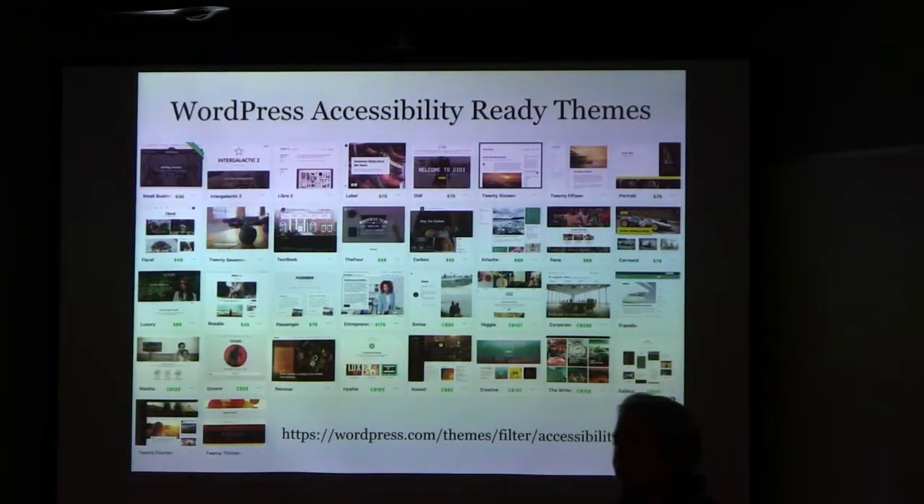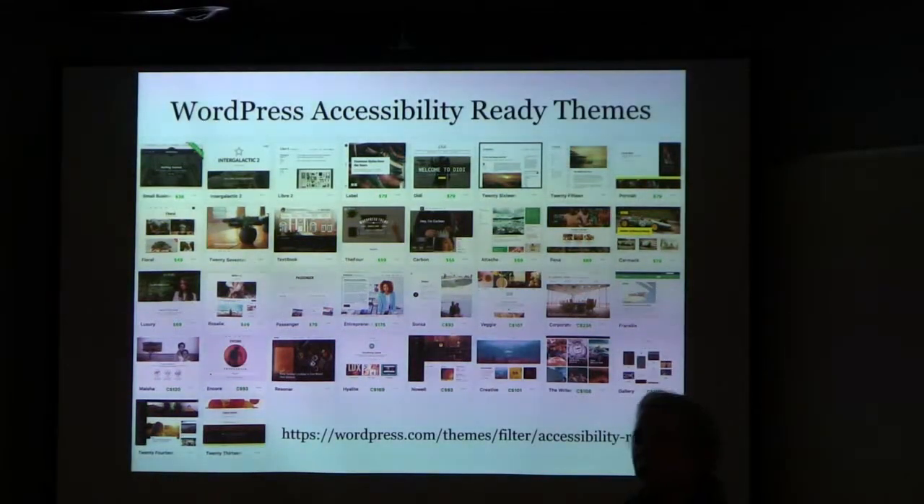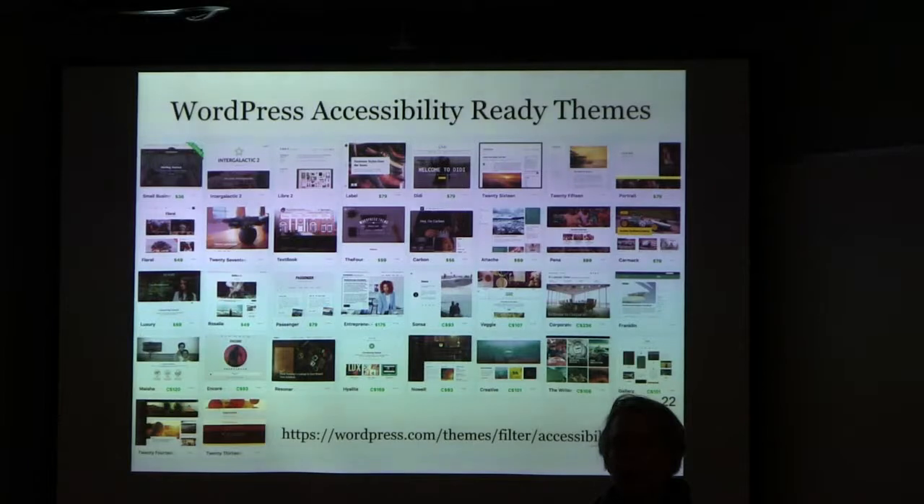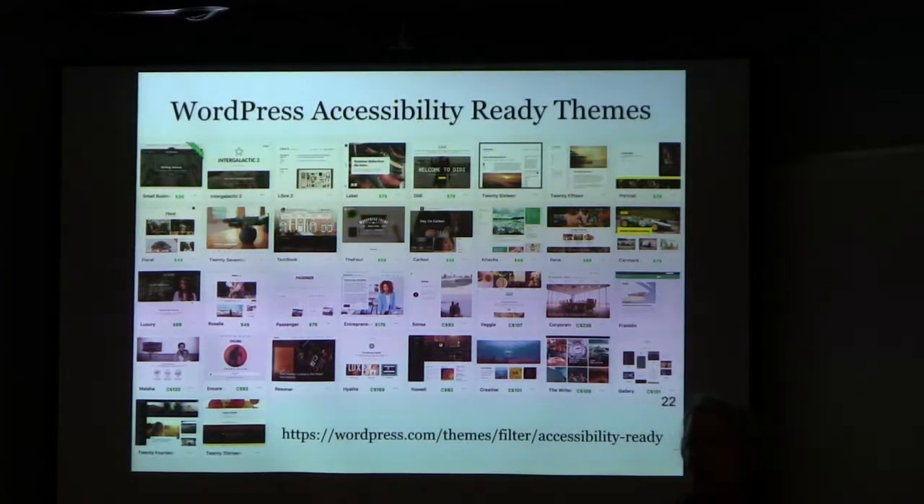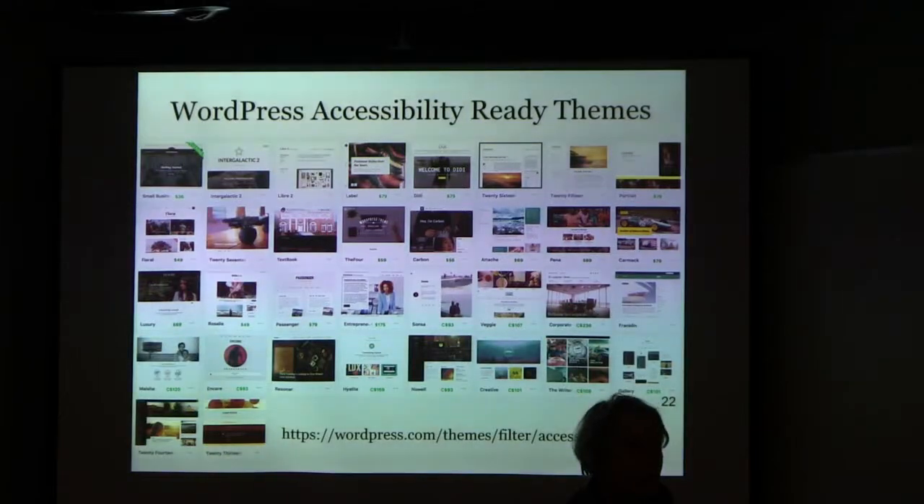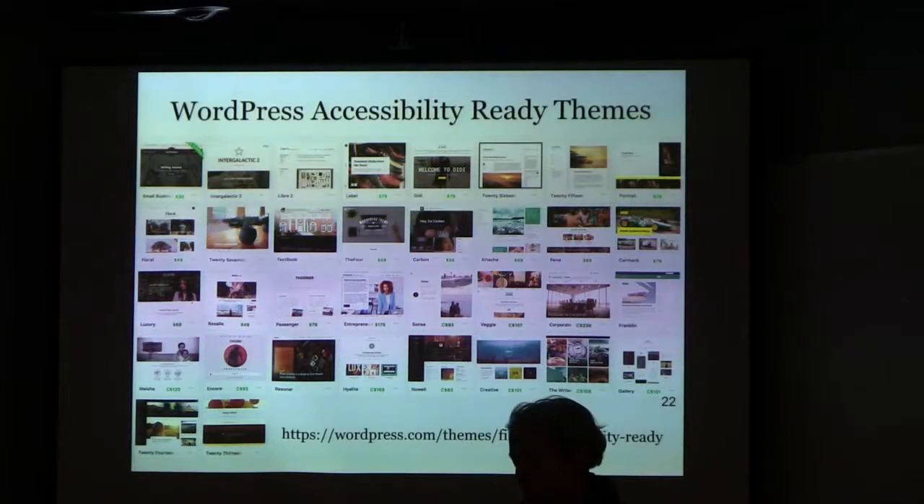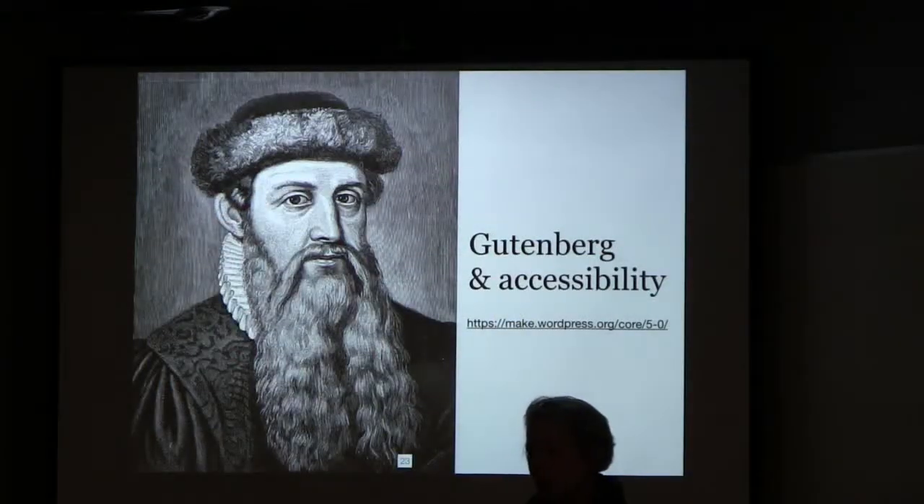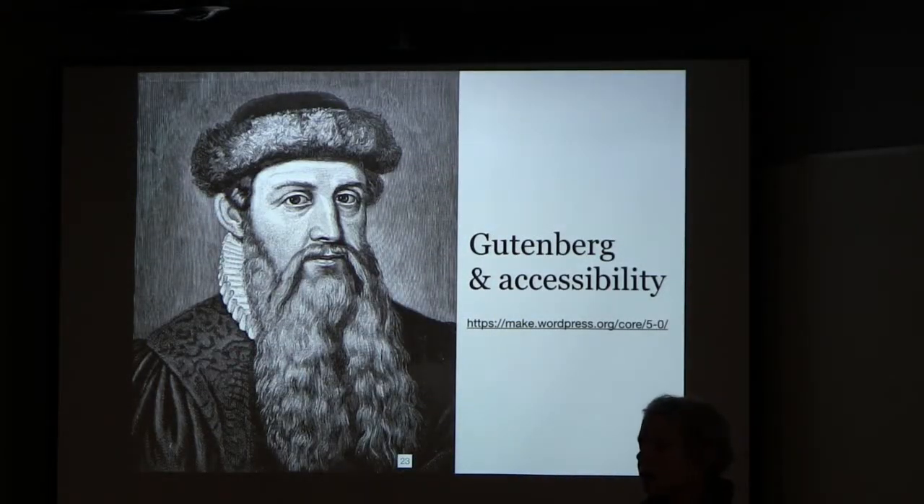So WordPress has accessibility-ready themes. These are ones that have been tested and vetted as being ready to start to use to make accessible sites. The reason they're called accessibility ready and not accessible is you can take one of those and mess it up pretty badly. So there's best practices. I'm just going to talk briefly about Gutenberg and accessibility.